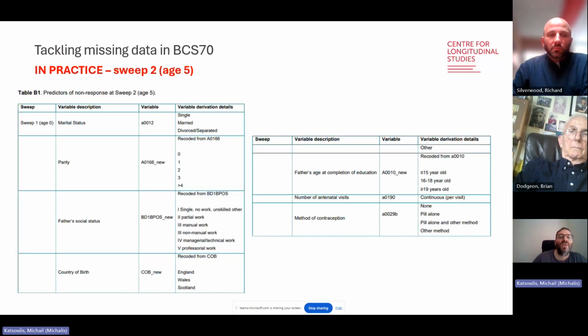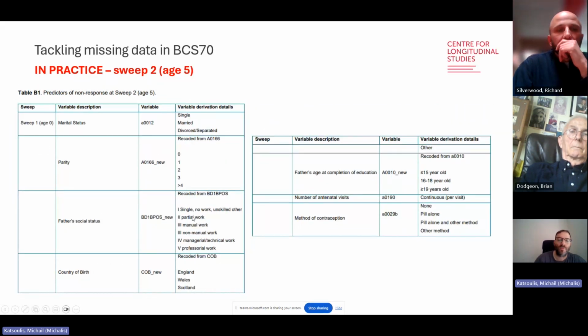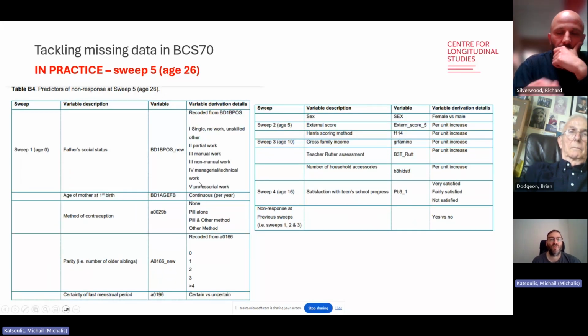So, for example, if you want to tackle missing data at sweep 2, you go to our user guide, and you select these variables from sweep 1, which is at age 0, and you see the variable description, the variable name, and then some details, what the categories are that you will utilize. Some of these variables have been recoded, but we present the categories that we have. This is for sweep 5, the same approach.